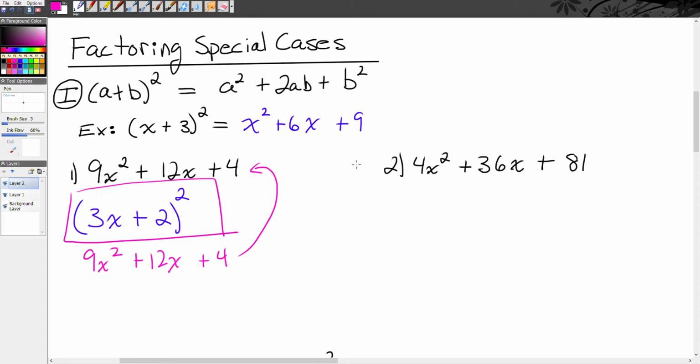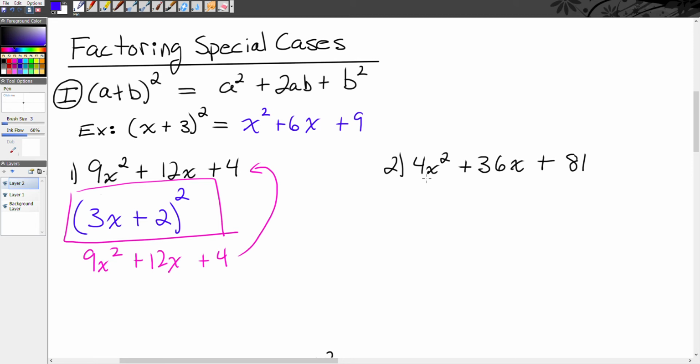All right, let's take a look at example number 2. If you think you got it, go ahead and pause it, see if you get the correct answer, and then come back. So if I look at 4x squared, is that a perfect square? Yes, 4 is a perfect square, and x squared is a perfect square. And if I look at 81, is that a perfect square? Yes. So since everything's positive, this comes from (a plus b) squared.